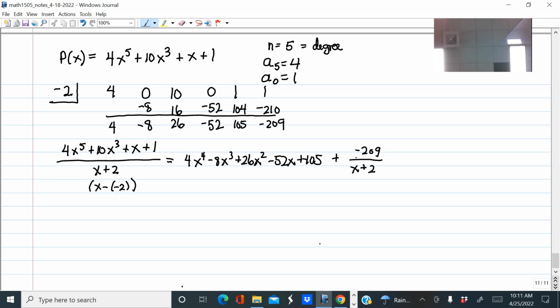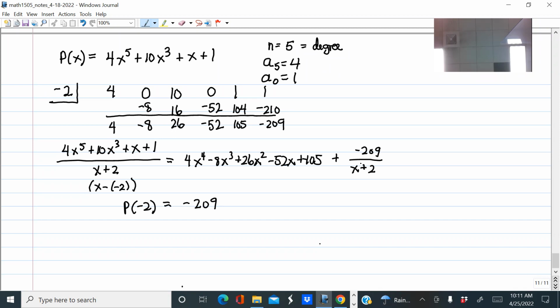But now that's not really what the question was asking. What the question was asking is, what is p of minus 2? So if you took p of minus 2 and plugged it into this polynomial for x, what would you get? And the answer is this remainder, which is minus 209. By the way, why is that the case? So why is it that p of minus 2 is equal to minus 209?